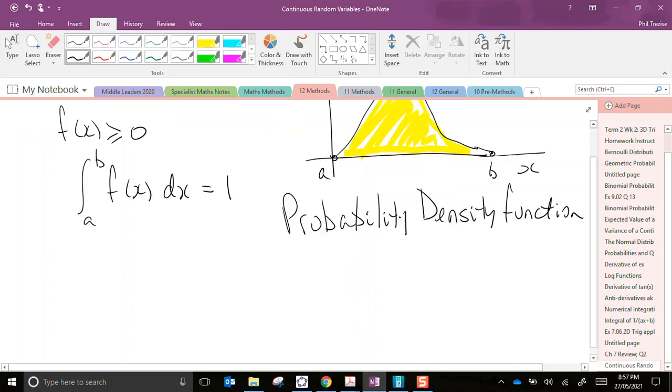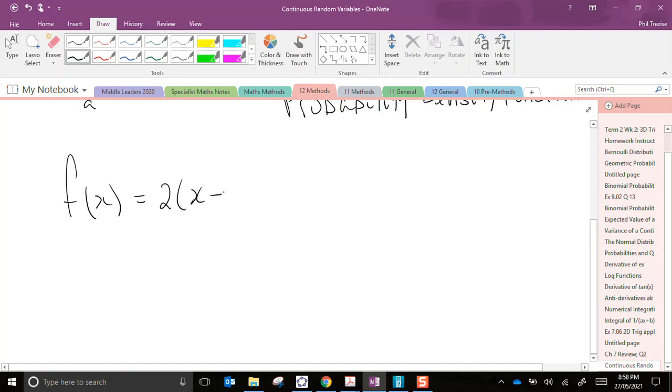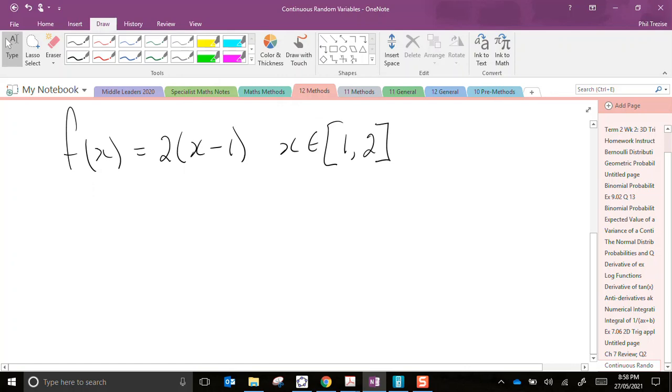Let's take a look at a couple of examples. For instance, let's think of a function. What if I have a function of x which is 2 times x take 1, and x belongs to the interval 1, 2. If I let this be continuous, it wouldn't work. So is this thing a probability density function?